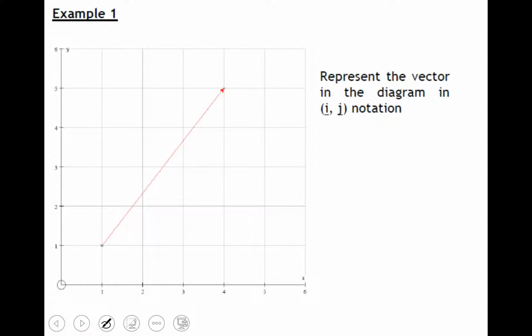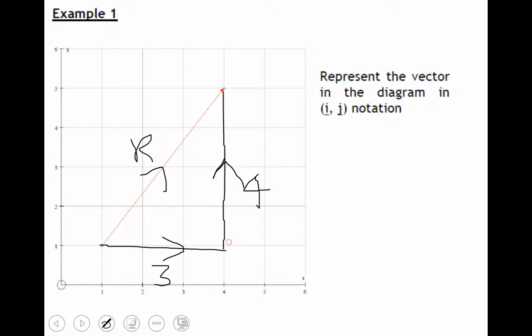Example 1. Represent the vector in the diagram in ij notation. So across, we go from 1 to 4, so that's 3. Vertically, we go from 1 to 5, which is 4. So r is equal to 3i plus 4j.